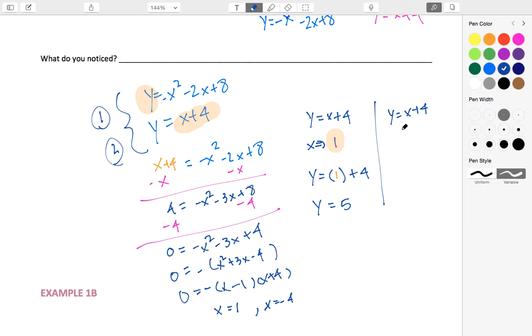And then here we can do the same thing. When x is equal to negative 4, then I can go ahead and substitute that in as well. And let's say that this is y equals negative 4 plus 4, and then we'll recognize that y would equal 0. So all this means is we have a solution at (1, 5) and (negative 4, 0).